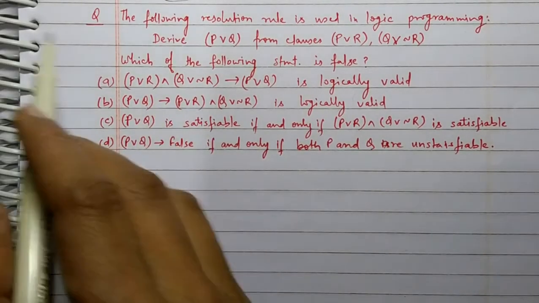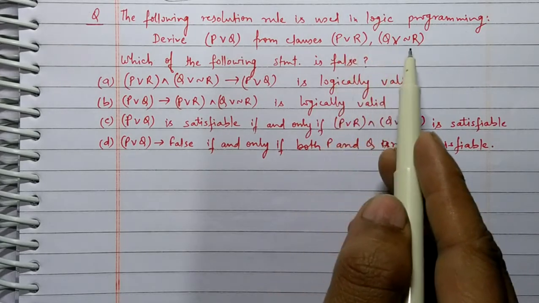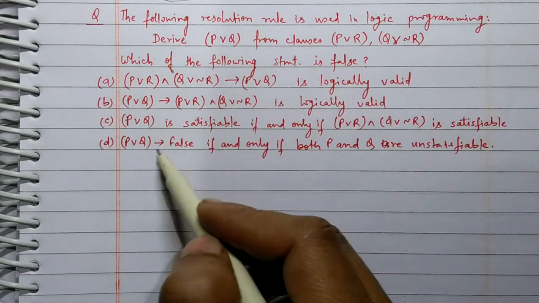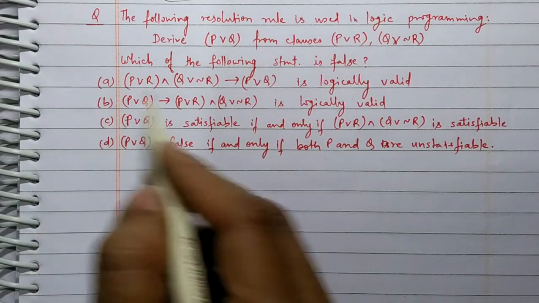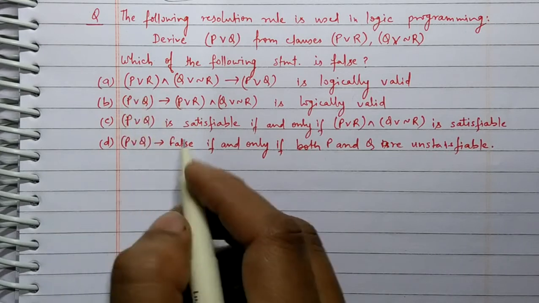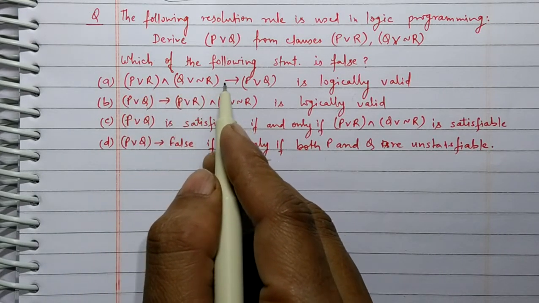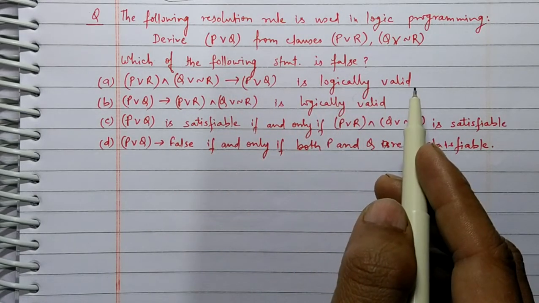In the given question, if we derive P or Q from the clauses P or R and Q or not R, then which of the following statements are false? Let's check one by one. First, we will check option A. In option A, this P or R and Q or not R imply P or Q is logical valid. Is it correct or not?